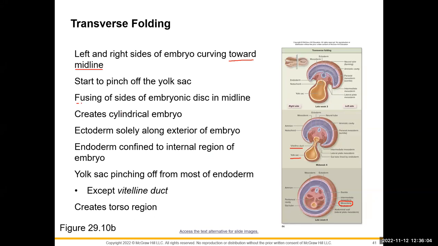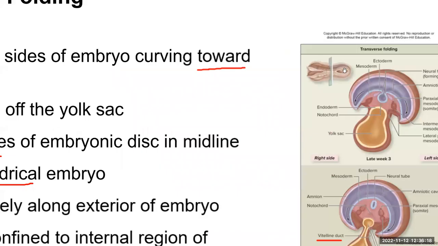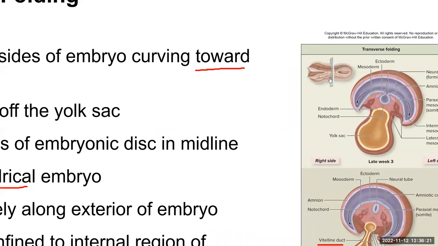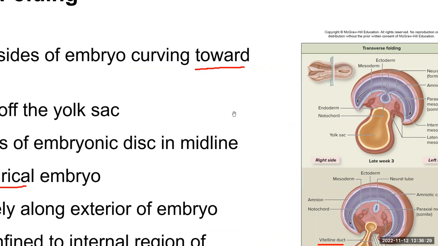All right, so consider all this going on. Remember, we're going to see a nice fusion of the right and left sides of the embryonic disc here. As a result of this transverse folding, our embryo now takes on a cylindrical configuration. If you look up here at our picture, you can see the embryo has taken this more cylindrical configuration. It's not so much a round disc anymore.